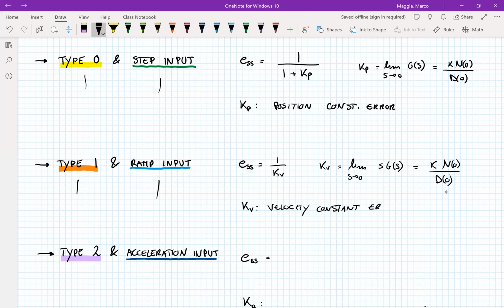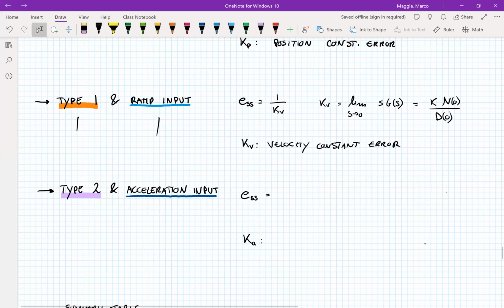So sometimes the requirements, instead of being given in the error per se, are going to be given using this constant error. So for instance, if we're dealing with a type 1 system, you might find that the requirement is that the velocity constant error has to be greater than 10, something like that. That means that the steady state error has to be less than 1/10, so less than 0.1. So these things are used. That's why I'm talking about this.